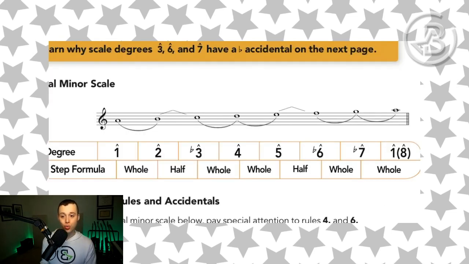In the next lesson, we're going to break down and understand why there is a flat accidental in front of scale degrees 3, 6, and 7, in addition to understanding more about the natural minor scale. I will see you there.